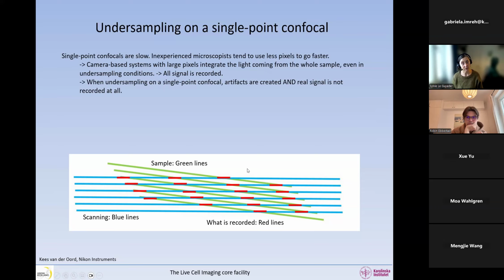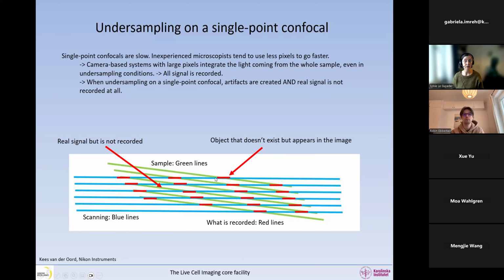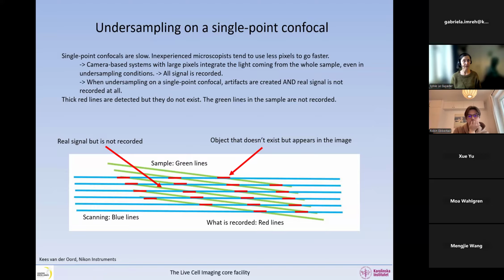And this is what your image will look like. Anything between the sampling points is not recorded, so you're going to be missing information. The real signal, which is green, is not recorded. And the red makes a big thick line like this that we're going to see in the sample, even though it does not exist in the image. So thick red lines are detected, but they do not exist. And the green lines in the sample are not recorded between the sampling points.